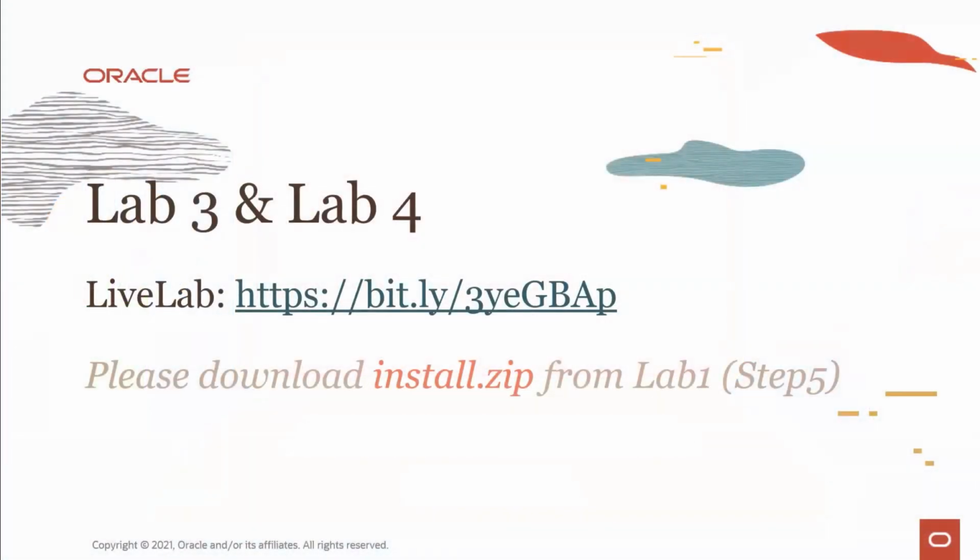So for this lab 3 and lab 4, as you can see, the link that we share in the chat or Q&A, you can access that link. It will take you to the information of this exercise. And please don't forget to download the necessary data that you will need to do the lab later on. You can go to lab 1, step 5 to download data install.zip. You need that data later in these 2 labs.